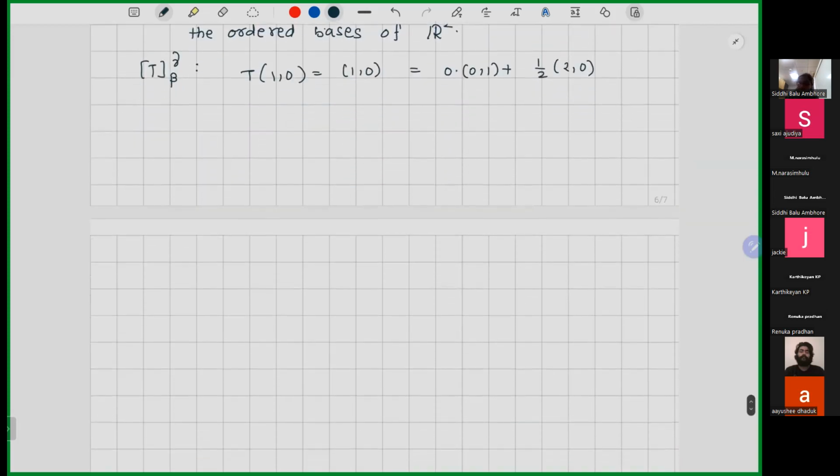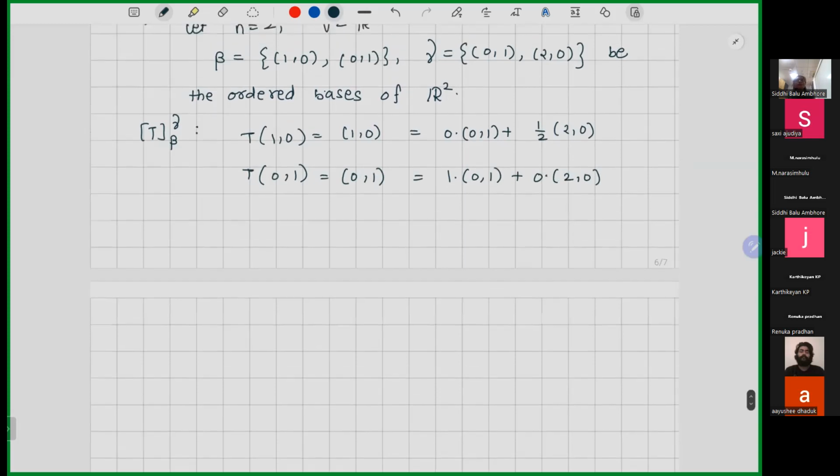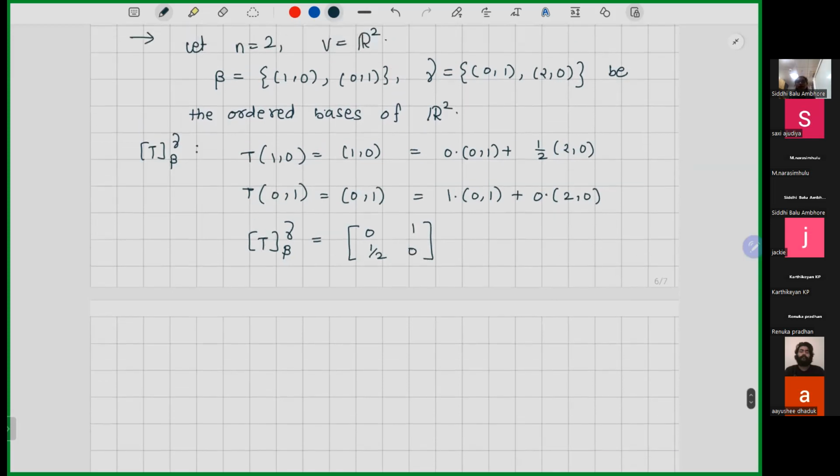And T of (0, 1) is (0, 1), and this will be 1 times (0, 1) plus 0 times (2, 0). Is this clear? And now what will my T beta gamma be? I want to write the coefficients. It will be [0, 1; 1/2, 0]. Is there any doubt here? This is my linear transformation matrix corresponding to beta to gamma.